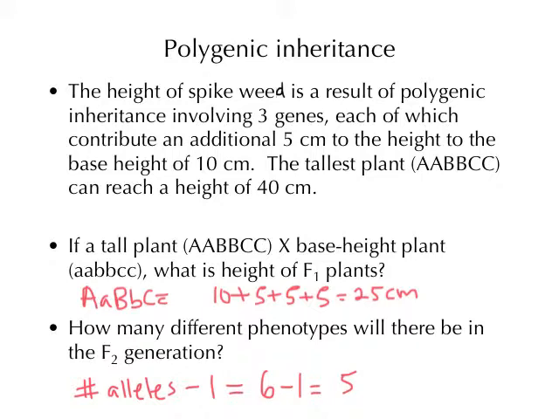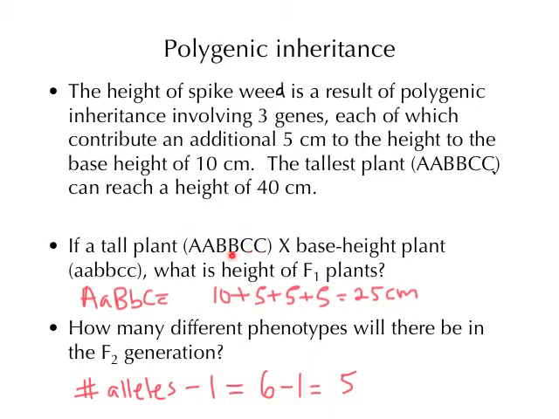Here's an example of a polygenic inheritance type problem. The height of the spikeweed is a result of polygenic inheritance involving 3 genes. Each gene contributes an additional 5 centimeters to the height of the plant. The plant base height is 10 centimeters. The tallest plant can reach 40 centimeters, and that would be all dominant. So the plant starts at 10, and then each dominant allele gives you 5 more. So in that case, we can see 5, 10, 15, 20, 25, 30. So 30 extra centimeters onto the base of 10 gives you 40.